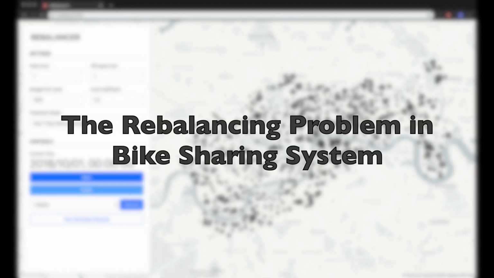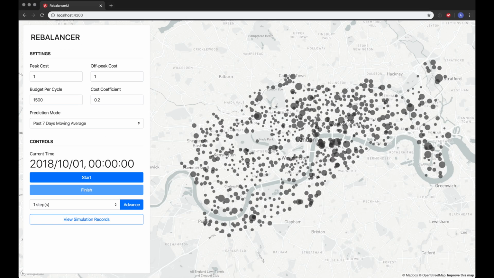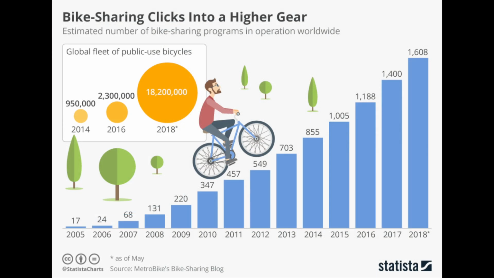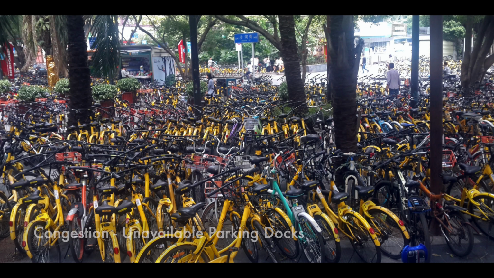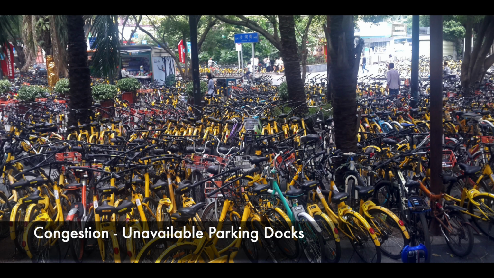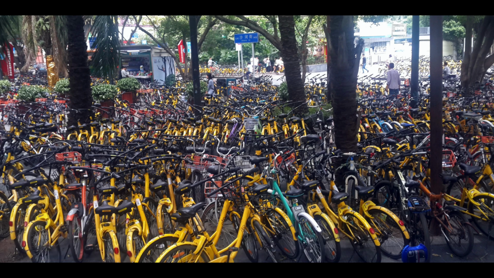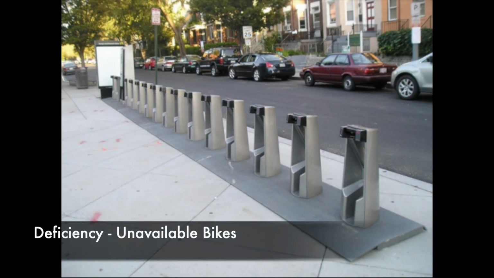Nowadays, bike-sharing systems are widely deployed in many major cities, but many system operators are facing a costly maintenance challenge. The fluctuating demand and irregular flow patterns of bikes cause either congestion or deficiency of bikes in different stations, causing inconvenience for users and severe customer loss for the business.